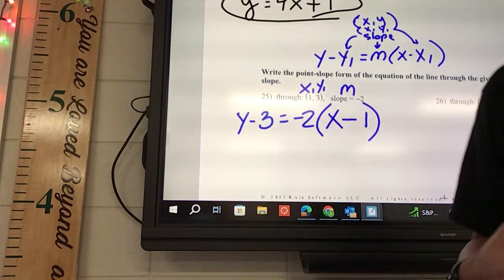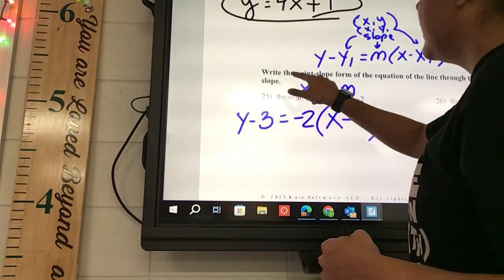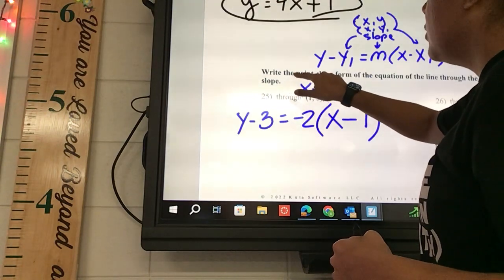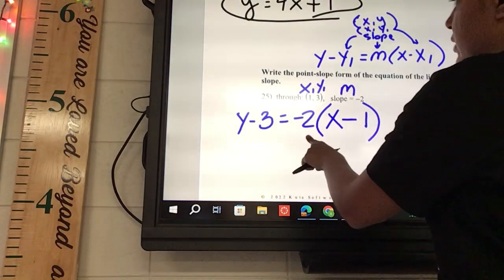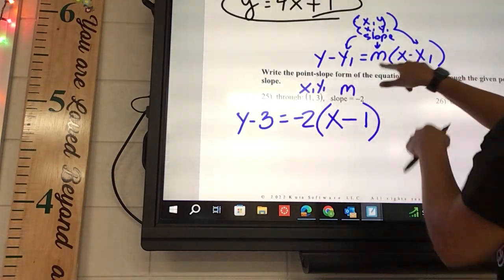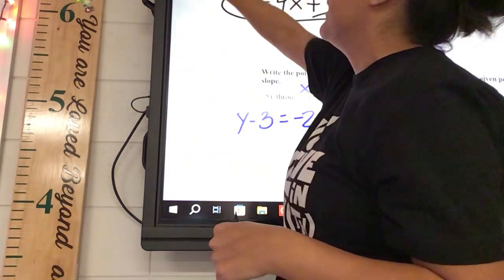Okay, so that's how it should look. And it says do it in point slope, and so we left it in point slope. And again, if it has point slope, that means that there's going to be a point, which is this, and a slope, which is this. A point and a slope. That's why it's called point slope, and we leave it with the parentheses and everything.